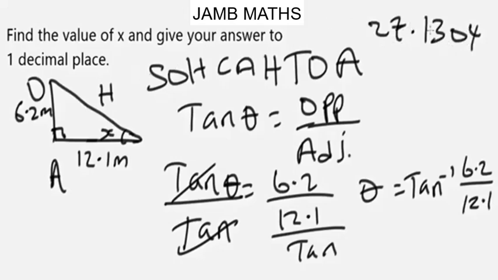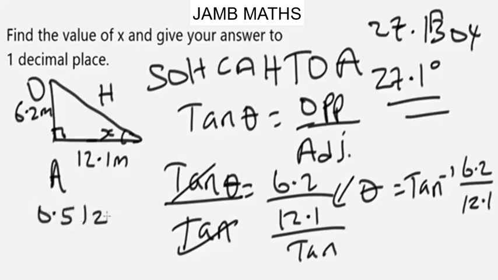Alright, since we are asked to leave it to one decimal place, this 3 is not up to 5, so we do not approximate it up. So our answer will be 27.1 degrees. Alright, so that will be the answer to this question. Now, note that if you're confused with what happened here, you can choose to break this down. First, 6.2 divided by 12.1. So when you do it on the calculator, you're going to have 0.5123. Now, keep your decimals. Let's stop at this point. Alright, so it will now be tan inverse of this.